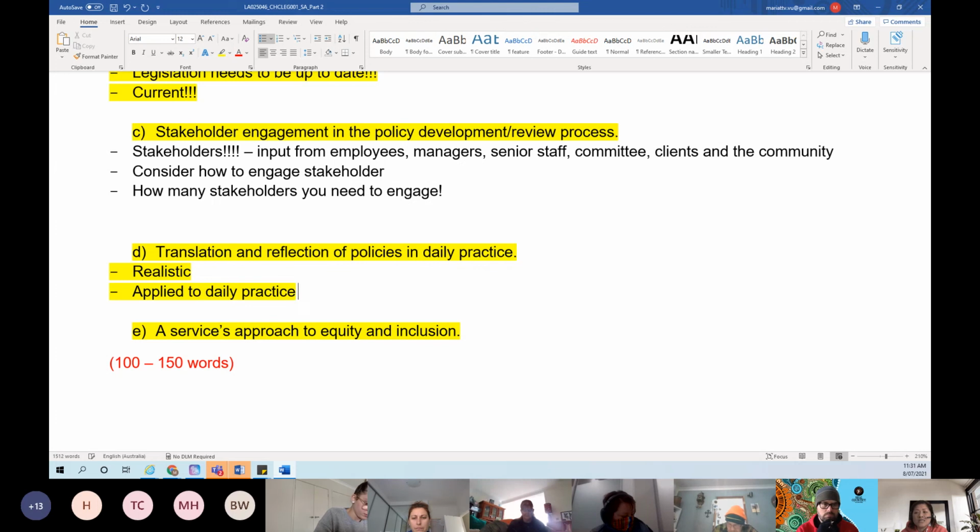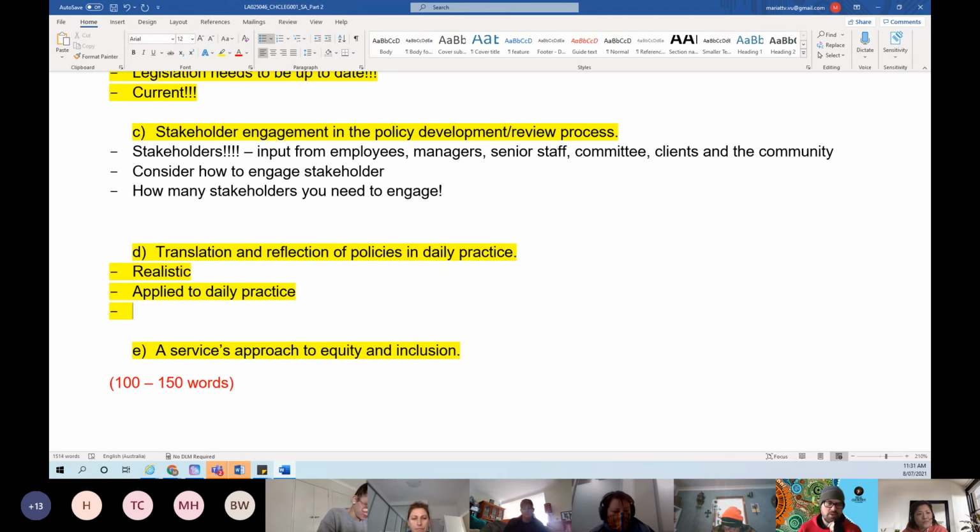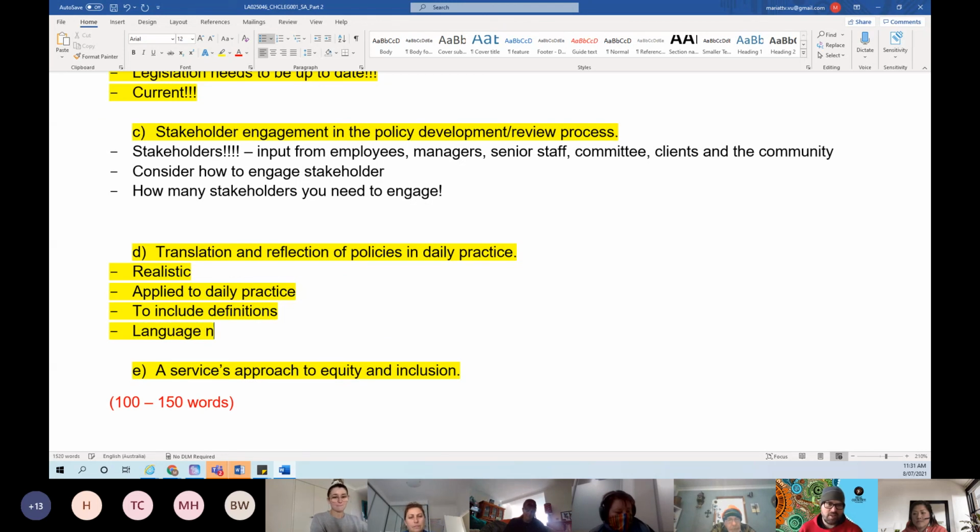There's no point having a policy that makes no sense to the people that need to do it or deliver it. So that's why the engagement piece with stakeholders is really important, because they will tell you what they need in terms of doing their job on a daily basis, or whether or not what you put down in the policy is realistic. Does that make sense? Something else would be to include definitions if they're required. So if they're using specific legal words or something, they might need definitions so that people understand what it means.